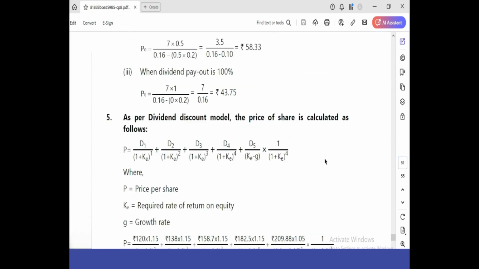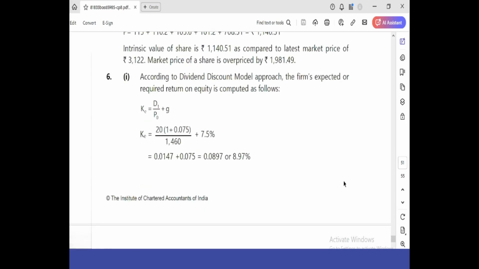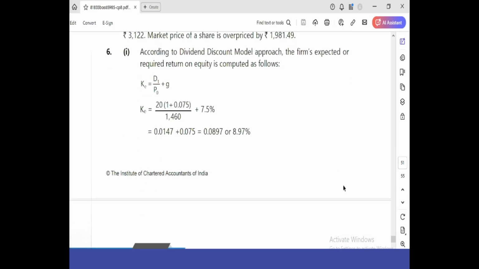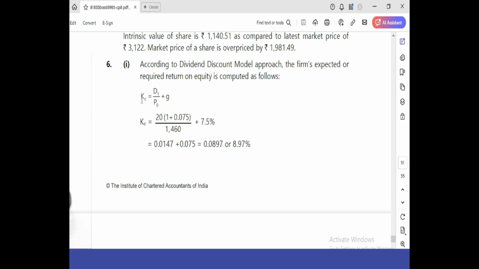The first part is very, very simple. I'll just use the formula, that is cost of equity equals D1 by P, that is expected dividends, which is D naught into 1 plus growth rate, divided by P naught, which is the current market price, plus growth rate. You learn this formula even in the chapter cost of capital, right? Yes, sir.